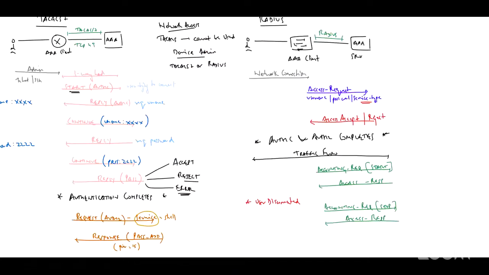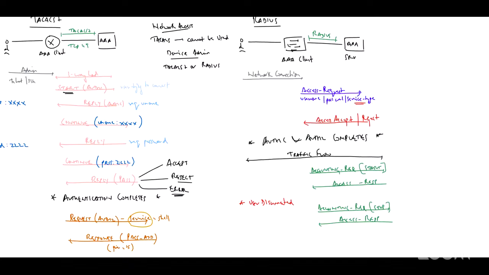So for example, if this user is authenticating, here it would be doing 802.1x. Now, this AAA client needs to tell the AAA server what sort of request this is. If this request is 802.1x, then the service type is going to be written as framed.